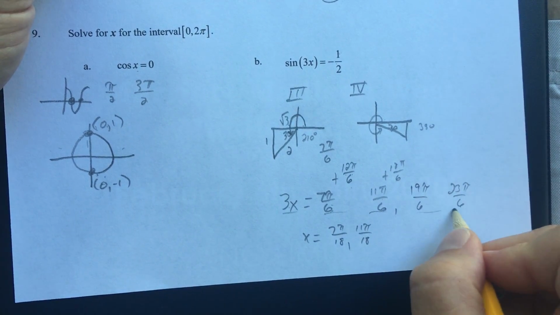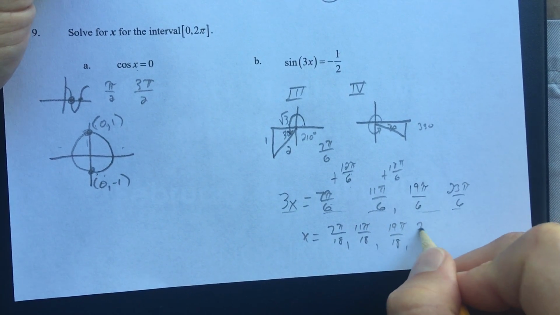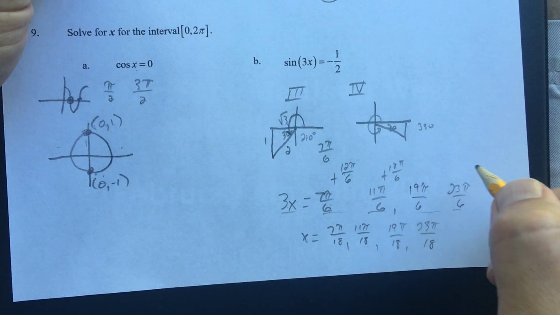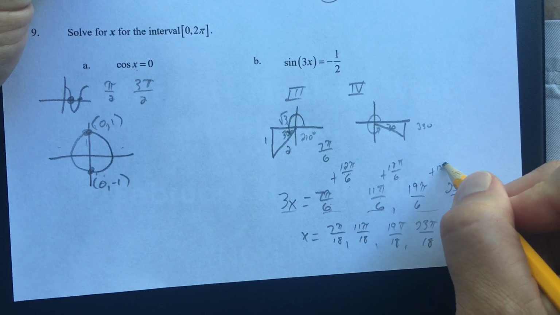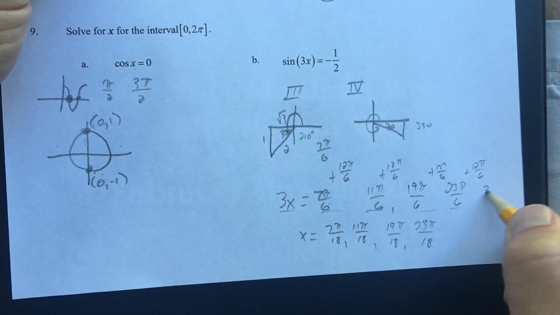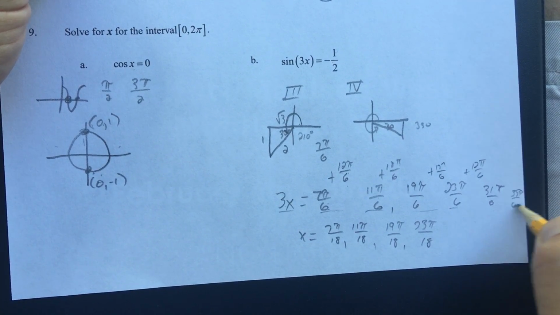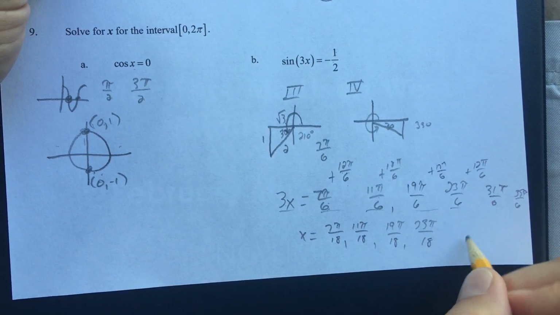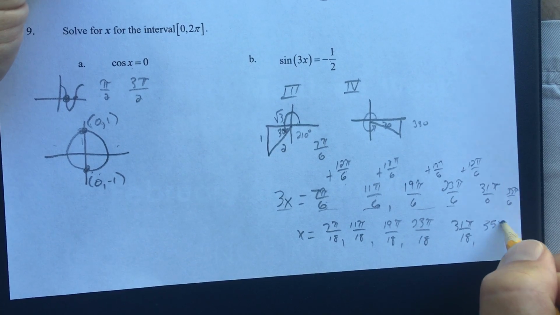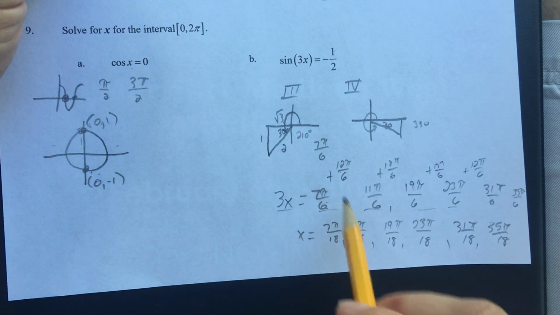And then if I divide those by 3, I end up with 19 pi over 18, and then 23 pi over 18. Okay. If I were to add 12 pi over 6 one more time to these, all right, I'd end up with 31 pi over 6 and 35 pi over 6. And then if I were to divide by 3, I would get 31 pi over 18 and 35 pi over 18. And that's going to be it. That's as close to 2 pi as we can get on there.